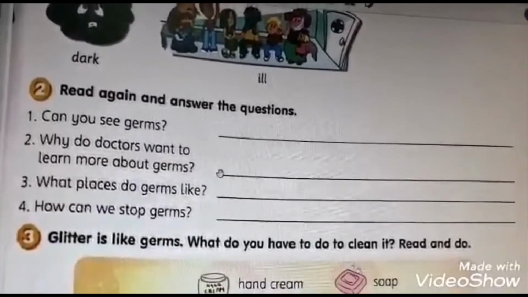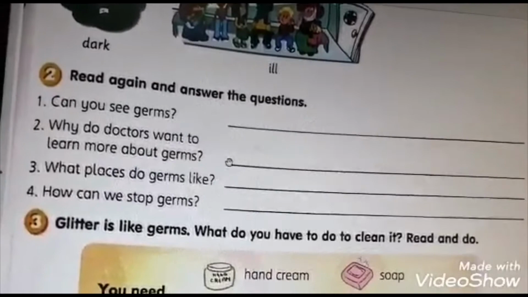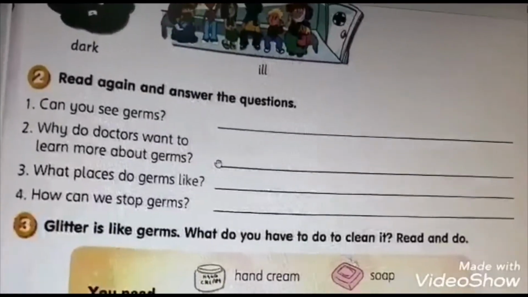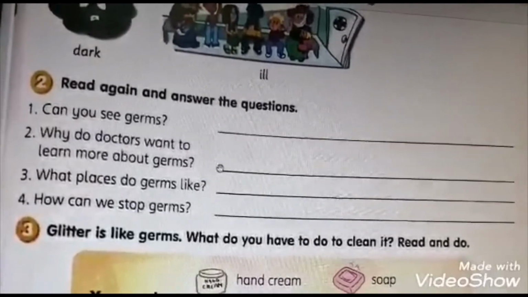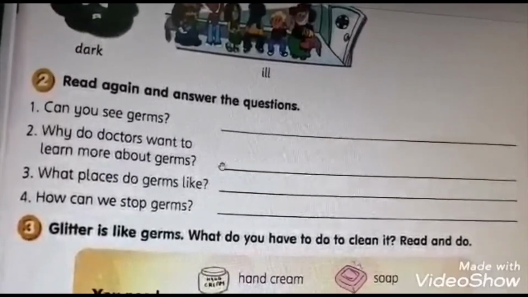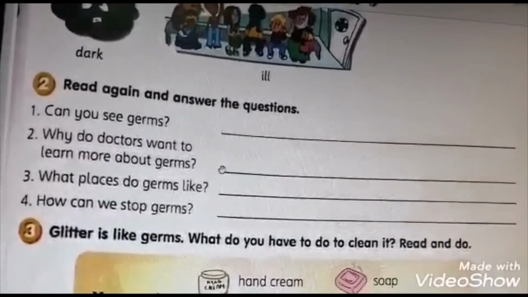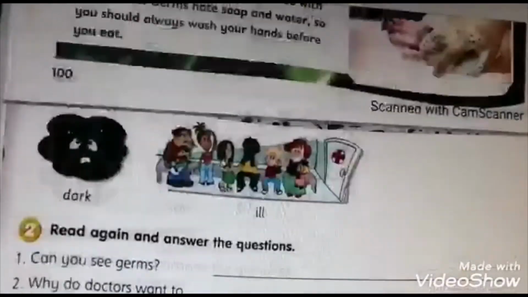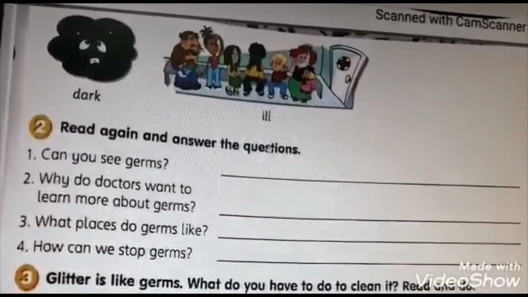How can we stop germs? Very simple. We already know due to coronavirus that we shouldn't touch our eyes, mouth or nose with our hands, and we should wash our hands before we eat. I hope everyone is doing and following these instructions. So read activity 1, read these paragraphs and write the answers.